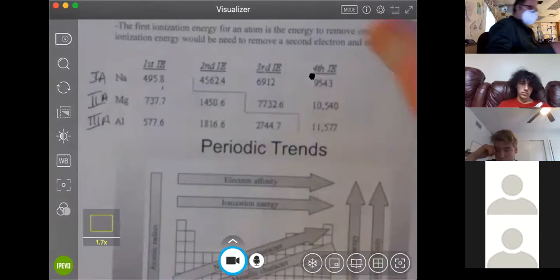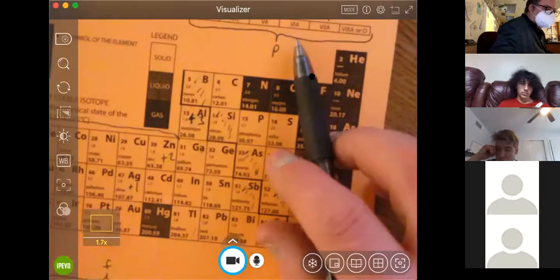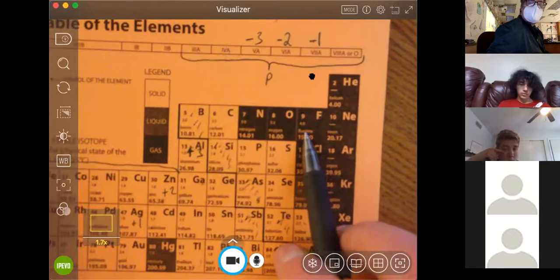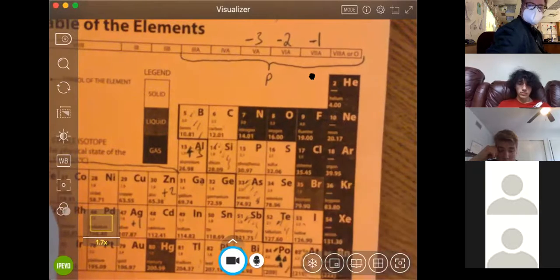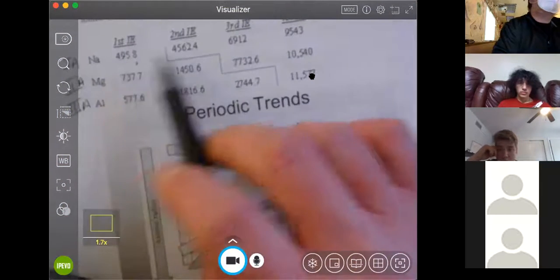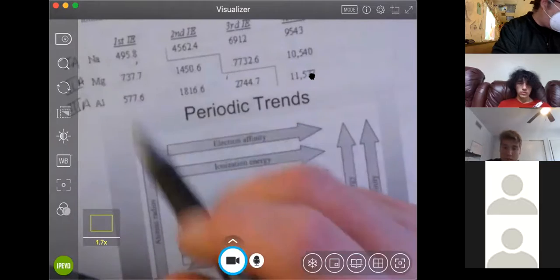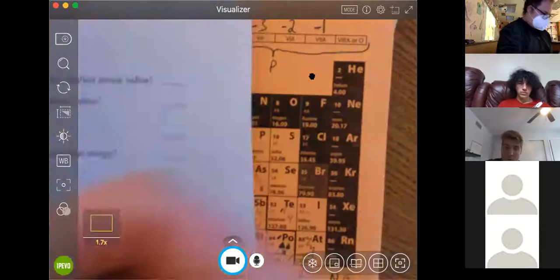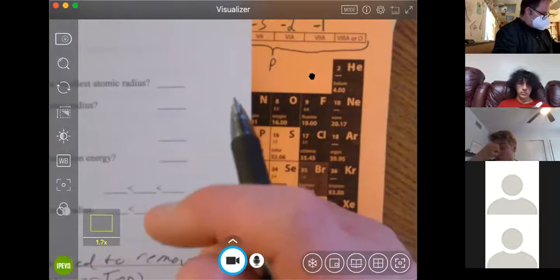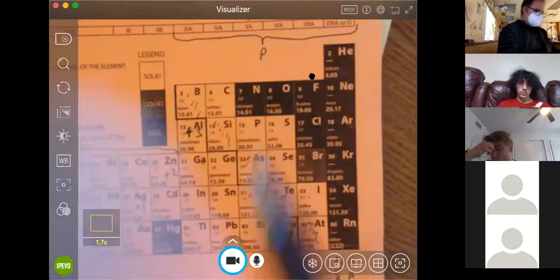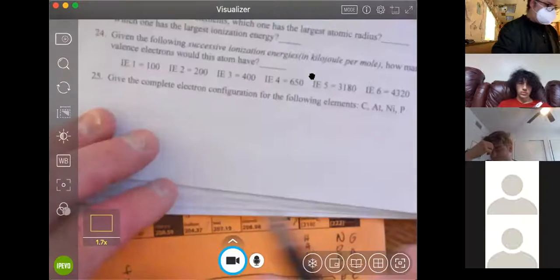Here's the thing. If you're in group 7A, we said your ionization energy is so high, there's no way you're losing any. Instead of losing any, you're going to gain one. So these are the first, second, and third ionization energies for these 3 elements. Let's see if we can figure it out by doing one of these problems. Let's do this problem right here.